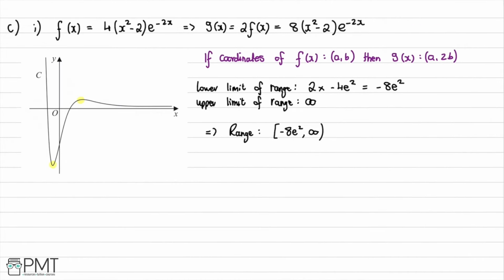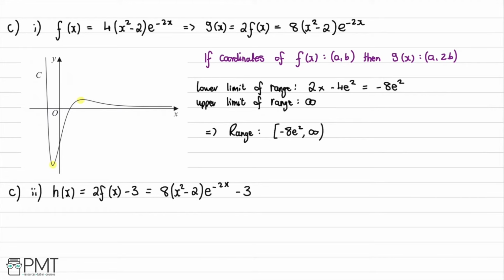So we have question C part 2, and we have that h of x is going to be equal to 2 of f of x minus 3. So that's going to be equal to the same as g of x, but we subtract 3. So that's going to be 8x squared minus 2, and then e negative 2x, minus 3.